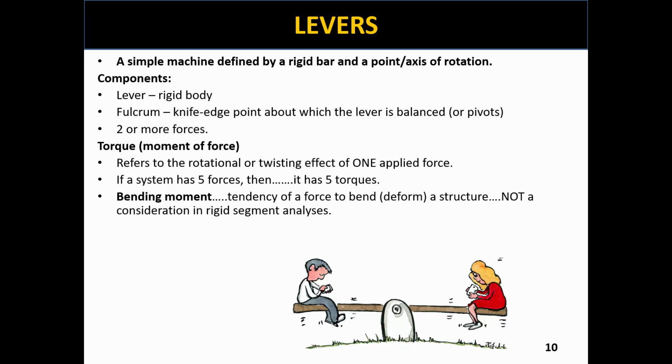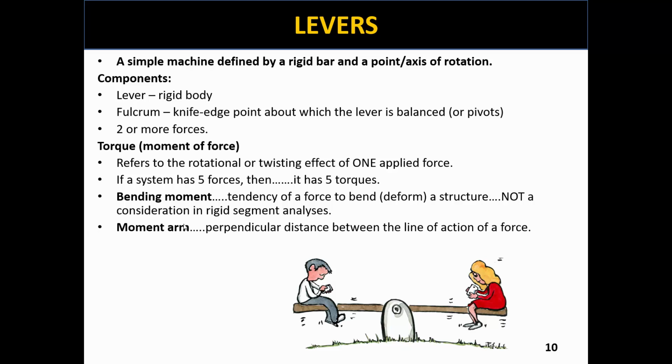There's a concept that we'll address much later called a bending moment, but a bending moment is not going to be an element of understanding a lever. A bending moment is a tendency of a force to deform a structure or to cause it to bend. But in a rigid segment analysis, which is what we're going to focus on here in this unit, the bending moment is not something that we are going to consider.